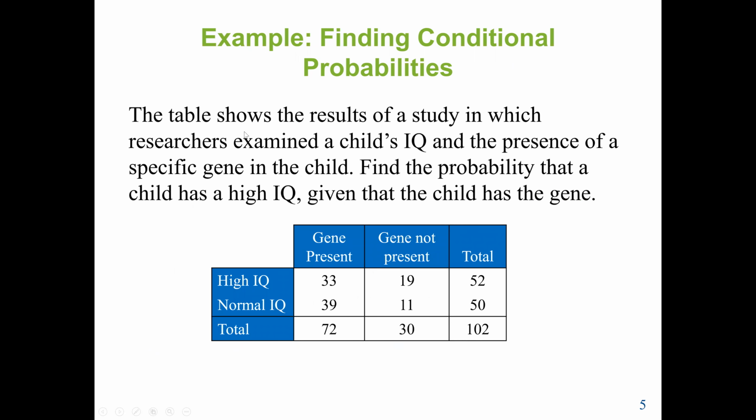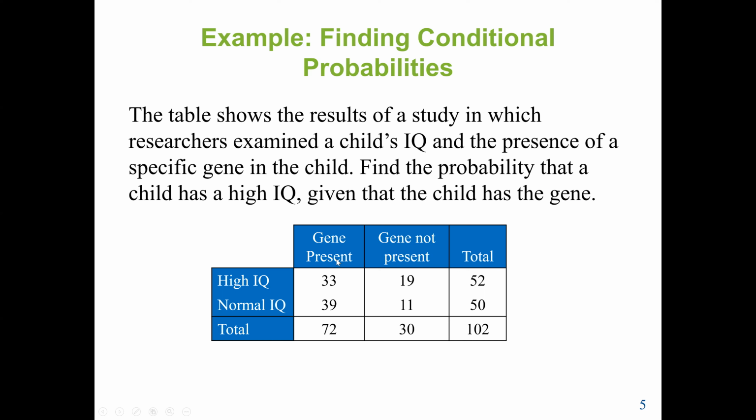Now let's see a second example. The table shows the result of a study in which a researcher examined a child's IQ and the presence of a specific gene in the child. Here they say we should find the probability that a child has a high IQ, given that the child has the gene. Now we can see from the table here, we have the high IQ and the normal IQ.